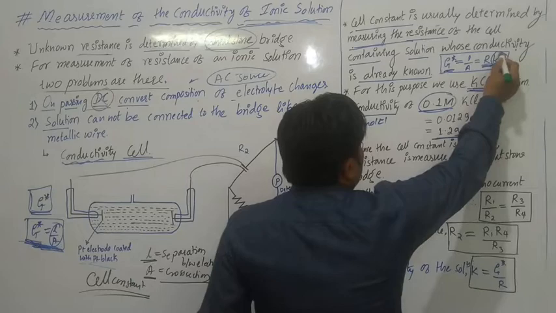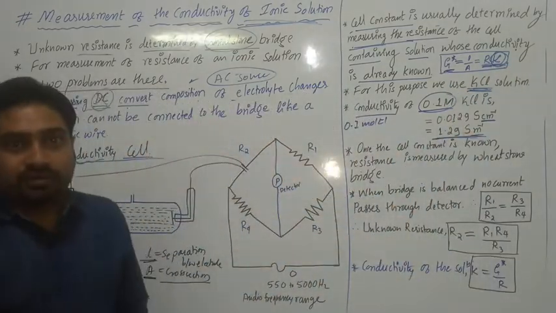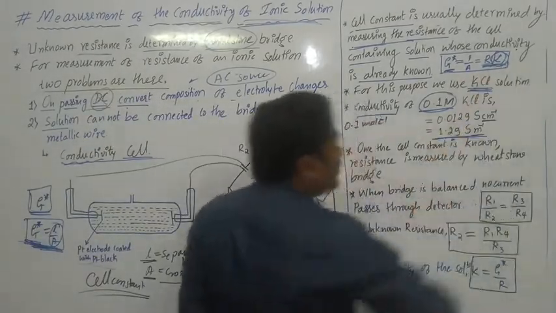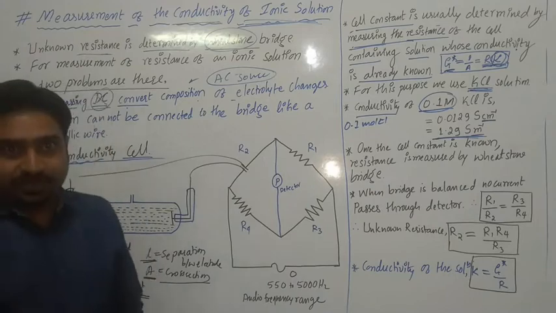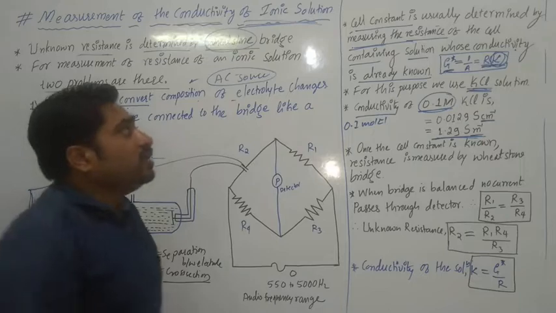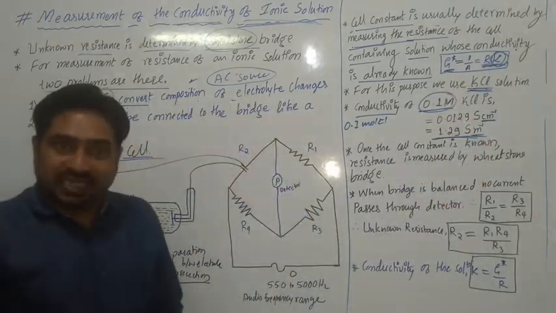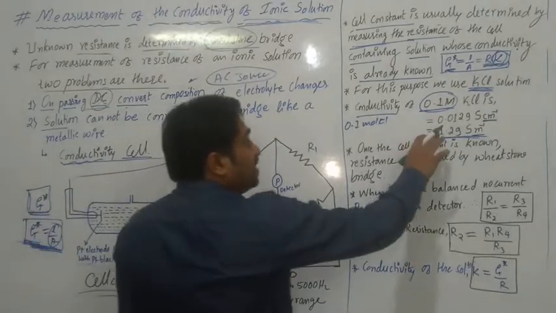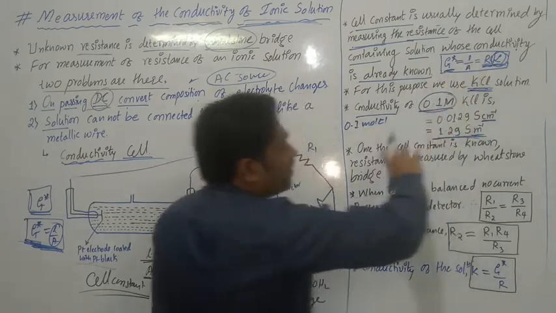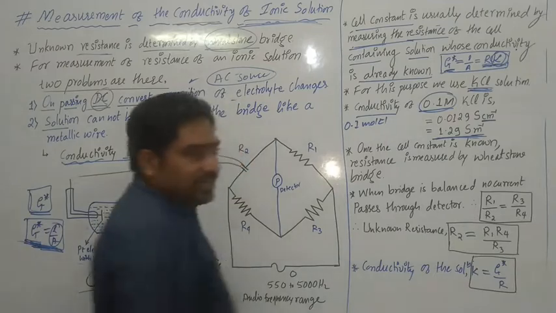So this value is constant. Please remember, in numerical problems, if you are asked to calculate the conductivity, then we have to use the G star value, the cell constant. If you have to calculate resistance or other parameters, the conductivity of the solution is given, and by using this you calculate the conductivity of a given solution. So this is used as a standard.